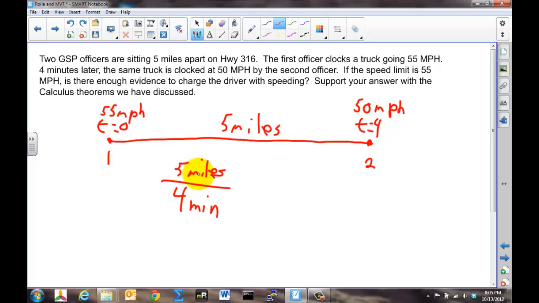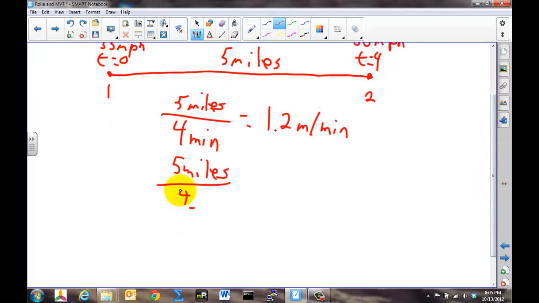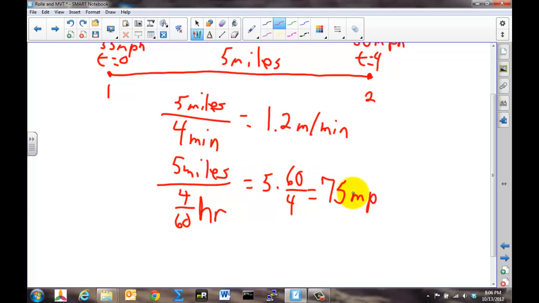Well, that's just rate: distance divided by time. That gives us a rate. So he went 1.2 miles per minute. Is that speeding? Well, that's kind of hard for us to figure out. So maybe we need to change this and make it 5 miles divided by how many hours it took him. It took him 4/60ths of an hour, because there's 60 minutes in an hour. Well, that's 5 times 60 over 4. And if you do that, you find out 75 miles per hour.